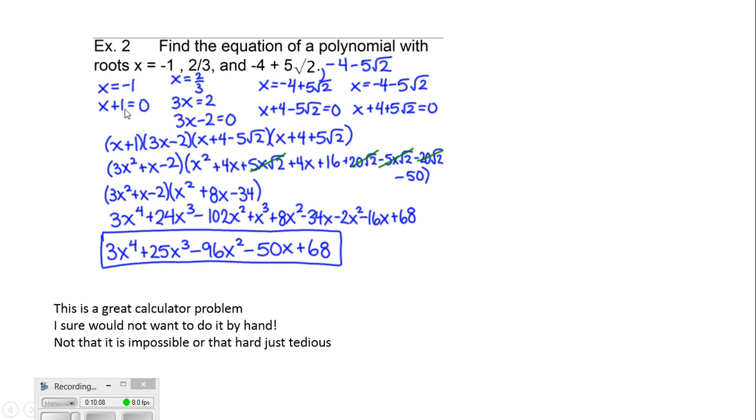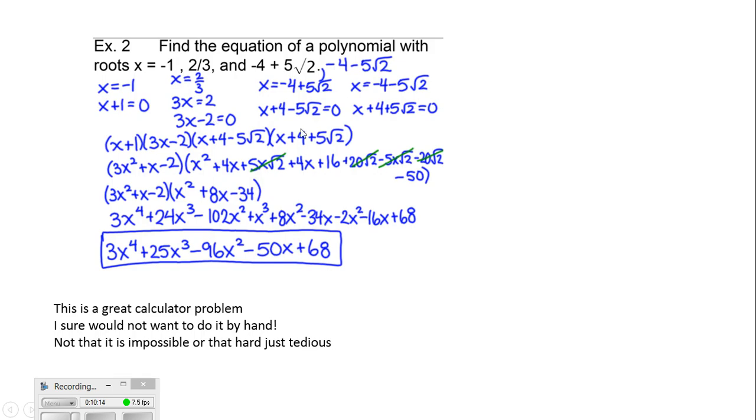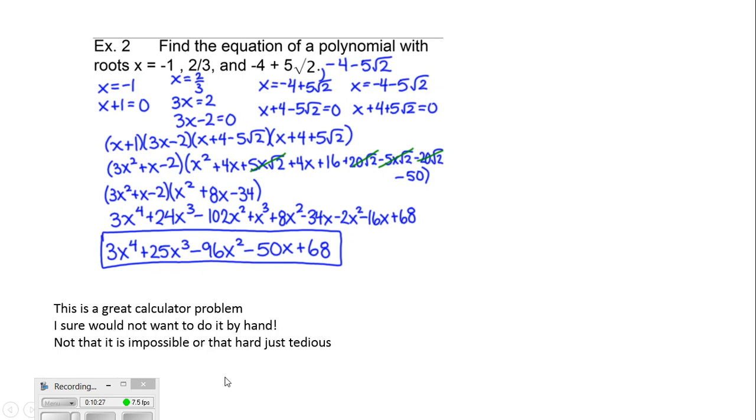There's your roots. There's your factors. The product is very long-winded. And again, I state no problem using your calculator to find those. And I also state that it's not impossible, simply tedious. But you can do it. So there you have it. There is your second video on the fundamental theorem of algebra.